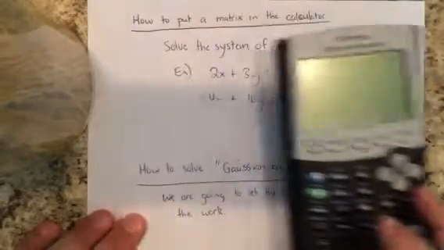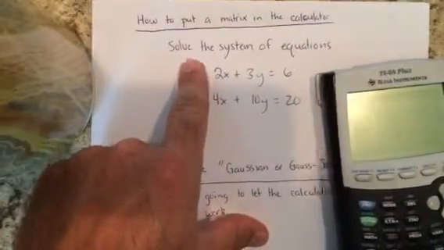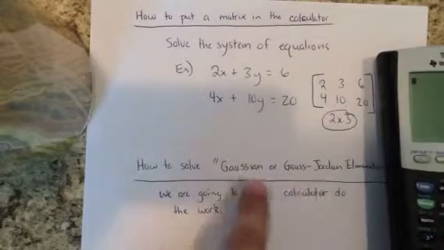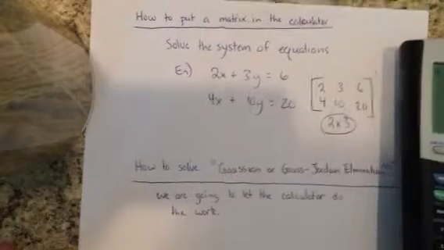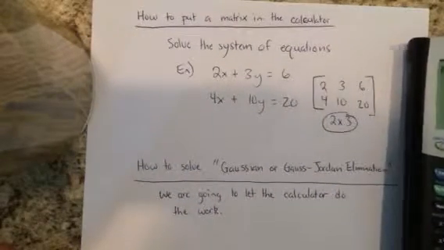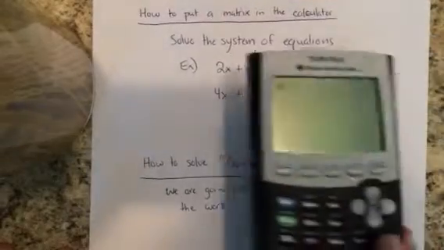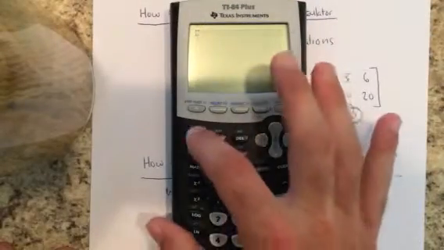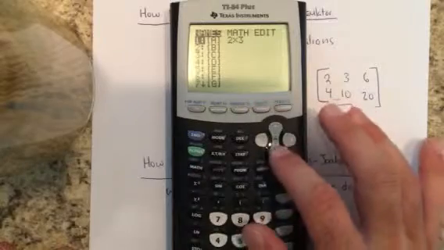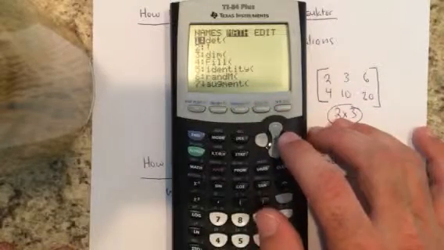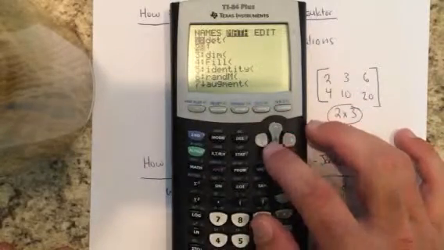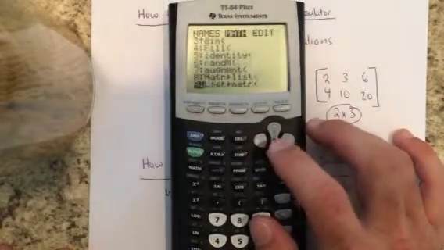Okay, so now we're going to work on solving. The computer is going to say use Gauss-Jordan or Gaussian elimination to solve this, but we're actually going to let the calculator do most of it. To let the calculator do it, we hit second matrix again, and then you want to go over to math.